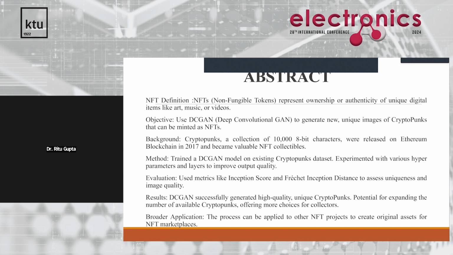CryptoPunks, a collection of 10,000 8-bit characters, was released on the Ethereum blockchain in 2017 and became valuable NFT collectibles. We applied the DCGAN model to the existing CryptoPunks dataset, and then used different metrics like inception score and Fréchet inception distance to assess uniqueness and image quality. The DCGAN successfully generated high quality, unique CryptoPunks, with potential for expanding the number of available CryptoPunks and offering more choices for collectors. The next slide, please.